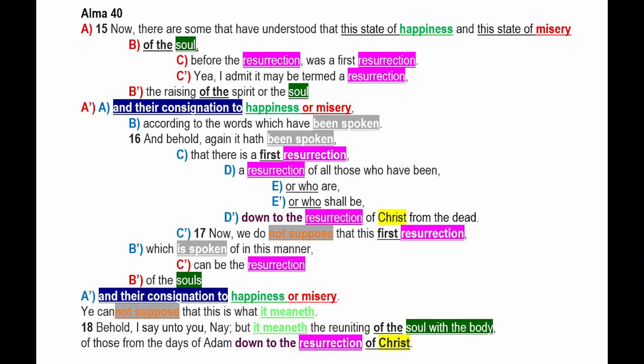So looking at the red chiasmus, you can see on the outside the words happiness and misery frame that chiasmus. They're in both of those places. Then in the B and B prime term, it says of the soul, and in B prime, the raising of the spirit or the soul. So the idea of the soul is embedded within this. And then in the C and C prime term, it's the idea of the resurrection.